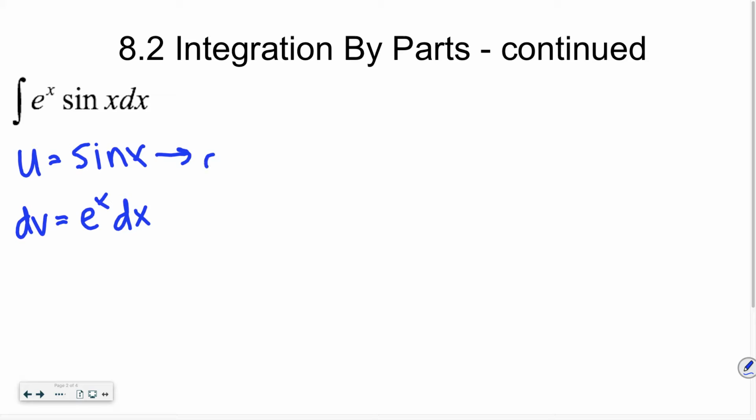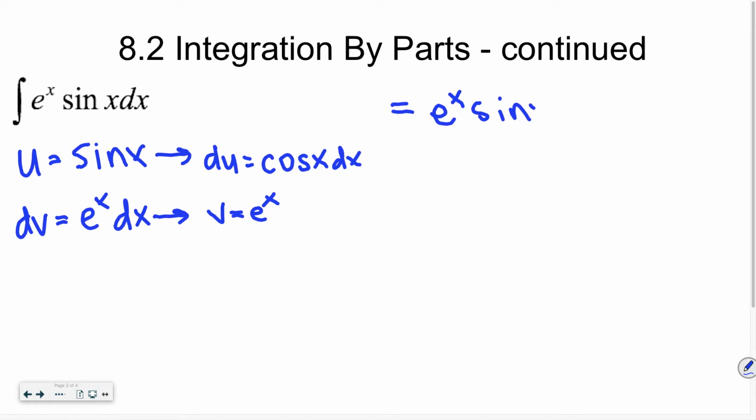If u is sine of x, then du is cosine of x dx. And if dv is e to the x dx, then v is e to the x. So what do we have? It's usually plus minus. We have u times v minus the integral of v du.